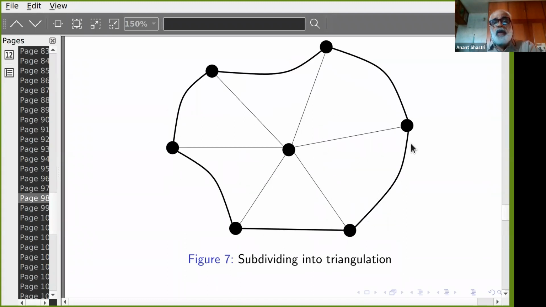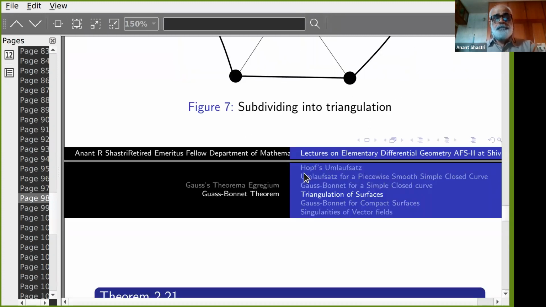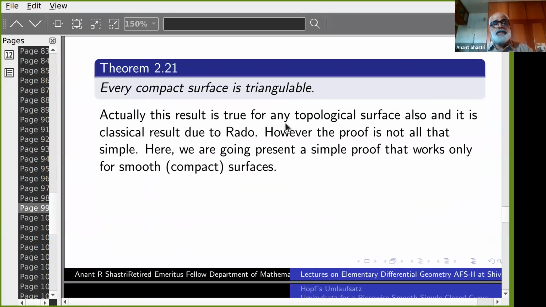If there are only one or two vertices, or just a single curve, first you put in extra vertices, at least 3 of them, so that the boundary circle is divided into a triangle or a quadrangle or a pentagon and so on. After that, you take one extra point in the interior and join it to all these vertices with extra edges. That will make it into a triangulation. Finally, I state this result: every compact surface is triangulable.